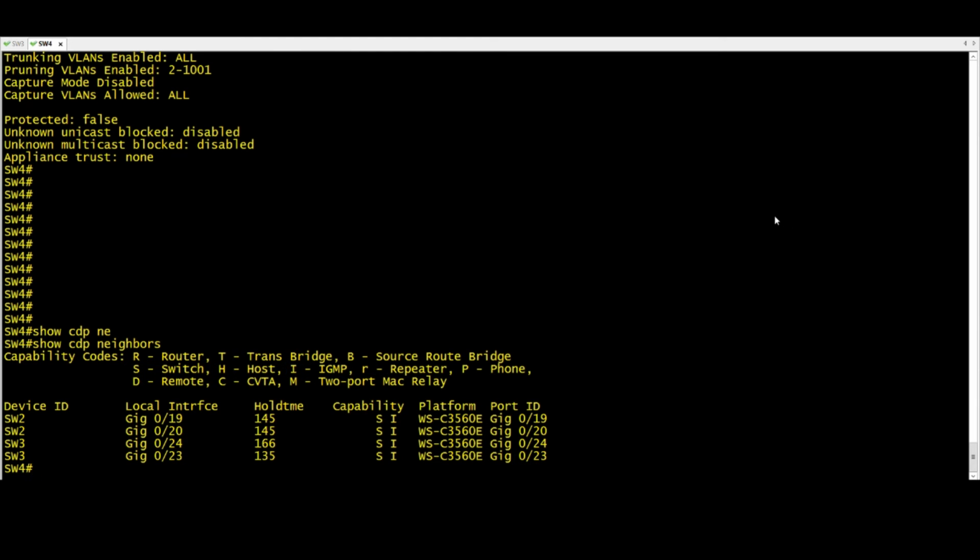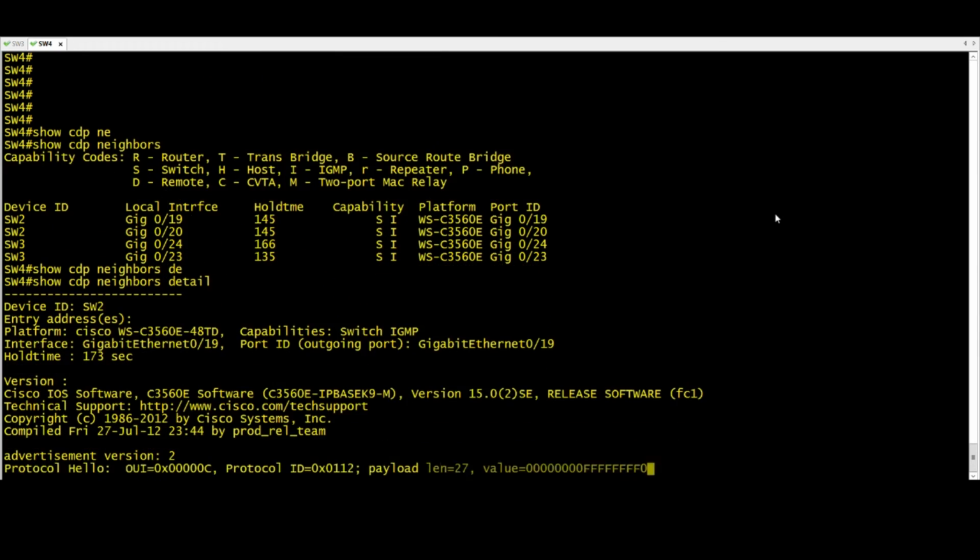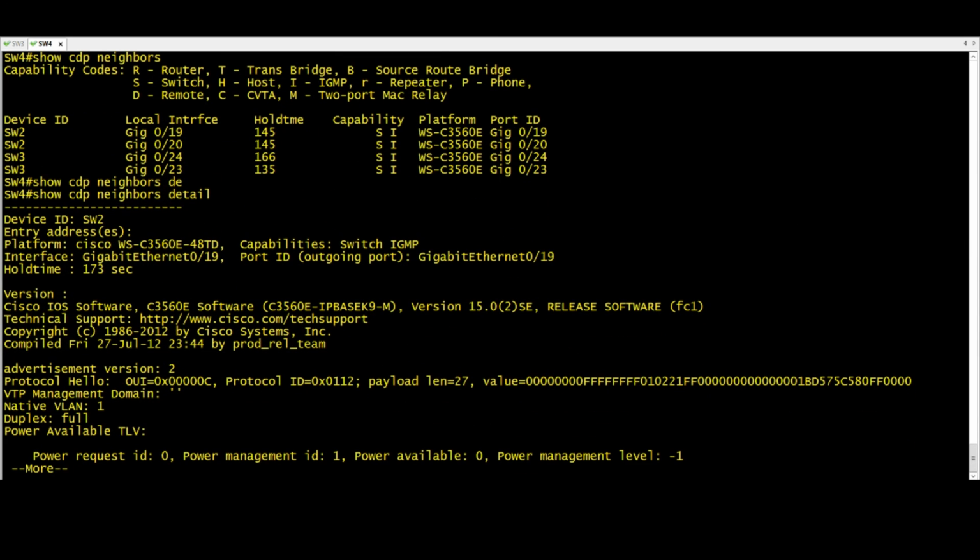What if we add the detail on the end of it? We can see a lot more information about our neighbors. So we know that switch 2 is a neighbor. Well, now we can see a lot more about the actual platform. We knew previously it was a 3560E, but now we know it's a 48 port version. We can see what iOS it's running and what image, so it's the IP base image. We can see what native VLAN it's got. We can see what duplexing's been set.